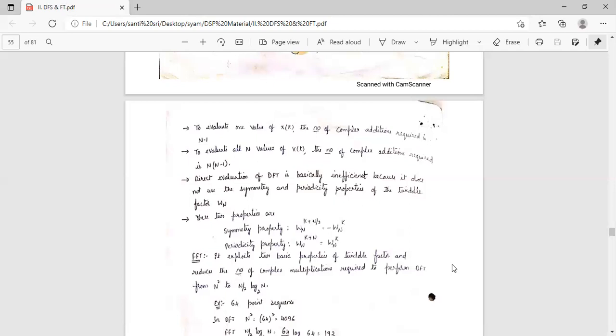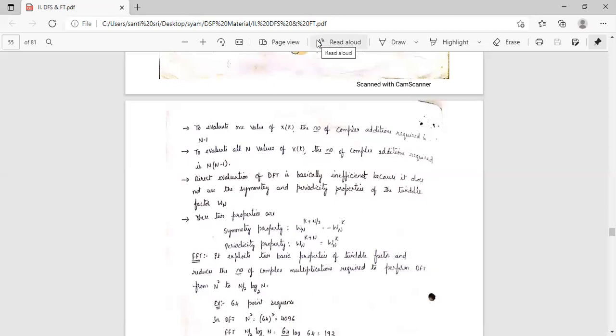So the FFT exploits the two basic properties, that is the symmetry property and the periodicity property of the twiddle factor W_N, and reduces the number of complex multiplications required to perform DFT from N square to N by 2 log N to the base 2.